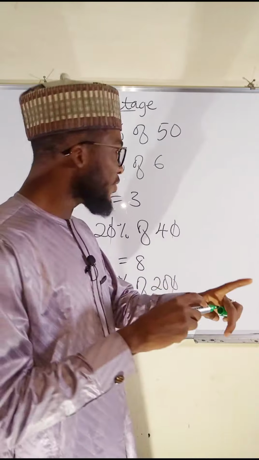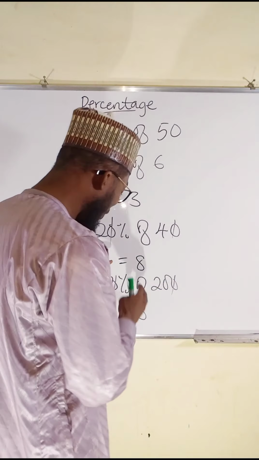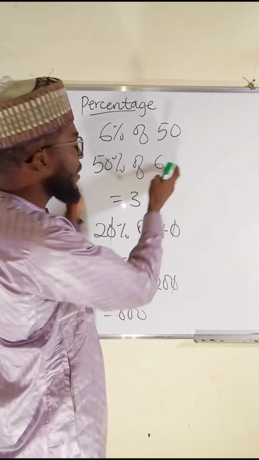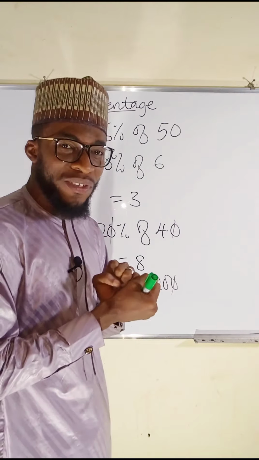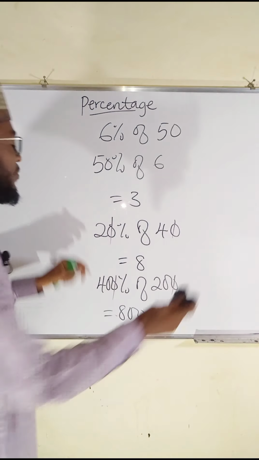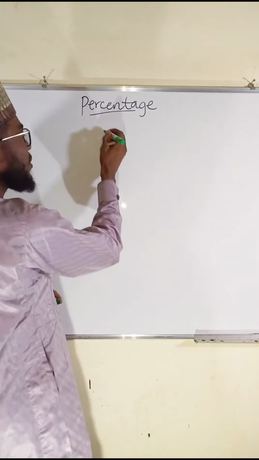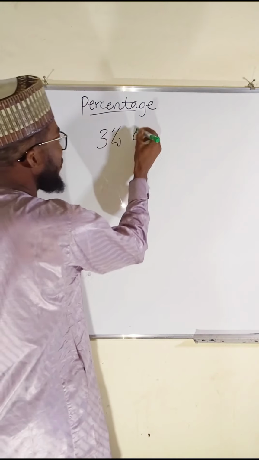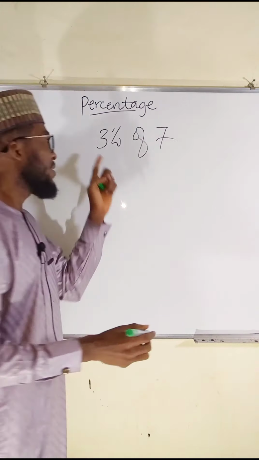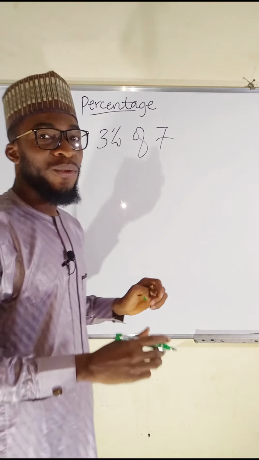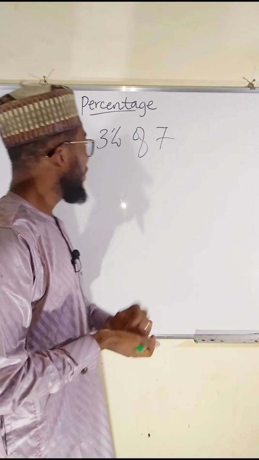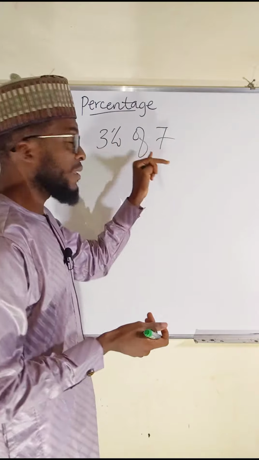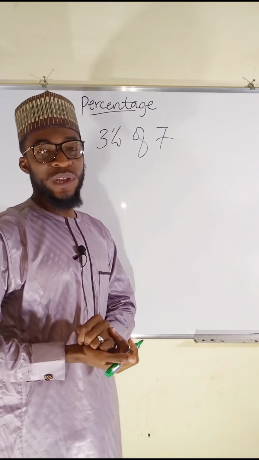And the last combination is when you don't have a situation like this or like this. All you have to do is, let me give you an example. So first we want to find 3% of 7. You see, 3 and 7 do not contain any 0. And neither 3 nor 7 can go into 100 without remainder.